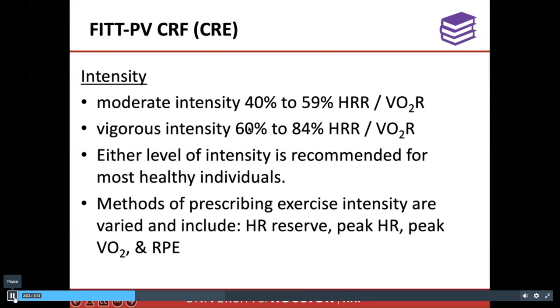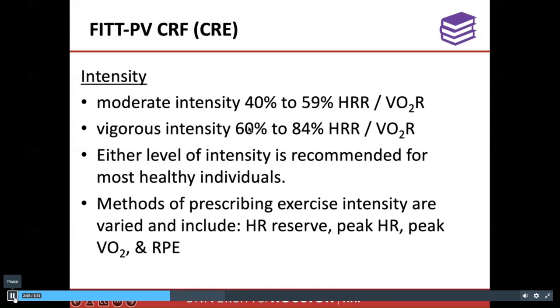Either level of intensity is recommended for most healthy individuals. I just said that, but that is important. And our methods of prescribing exercise intensity are varied and include heart rate reserve, peak heart rate, peak VO2, and RPE. The most common ones are heart rate reserve and RPE. The heart rate reserve is a pretty accurate way, because we're accounting for the person's max heart rate or age estimated max, and also what their resting heart rate is. We get an actual kind of working capacity, if you will, between that max and their resting.